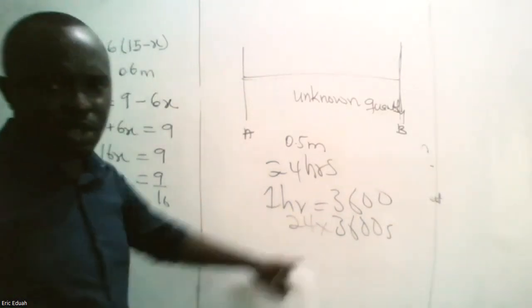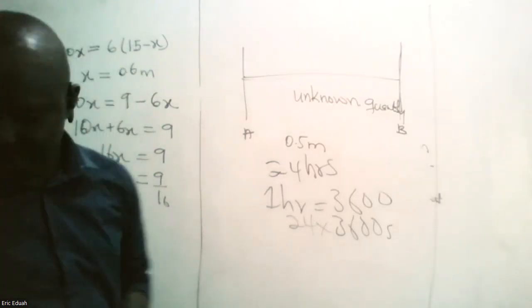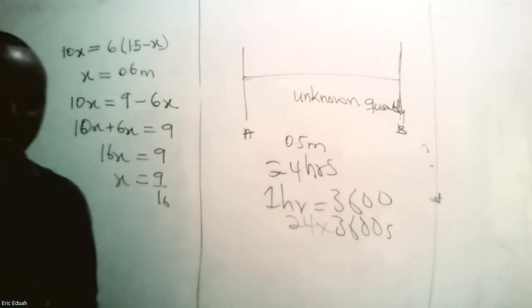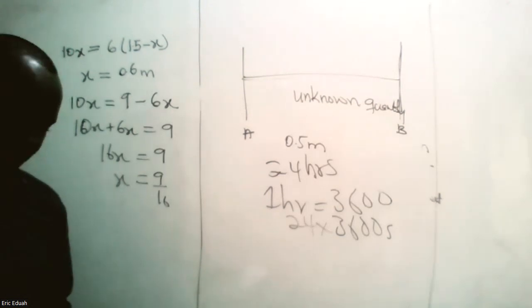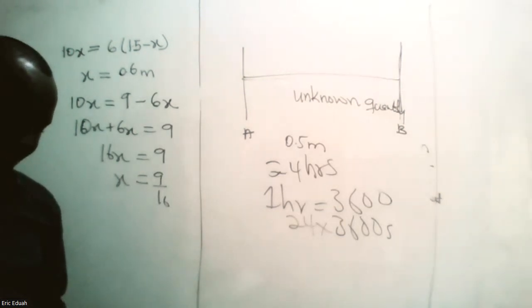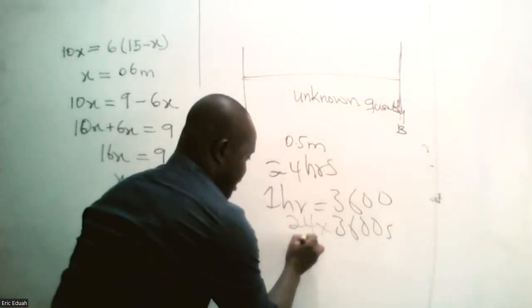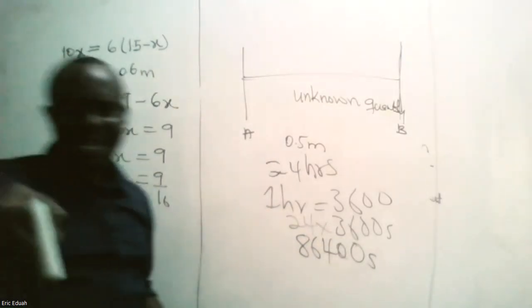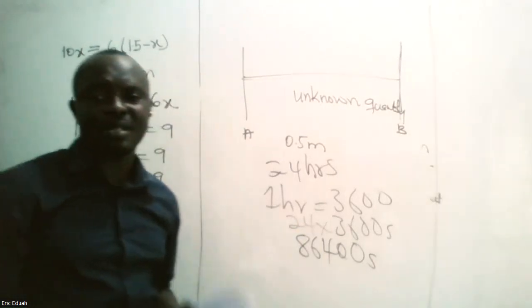What is 24 by 36? Please do this computation for me. Your feedback delay, please. Let's manage time. 86,400. Good. So 86,400 seconds. And the standard or the SI unit for measuring time is the second.